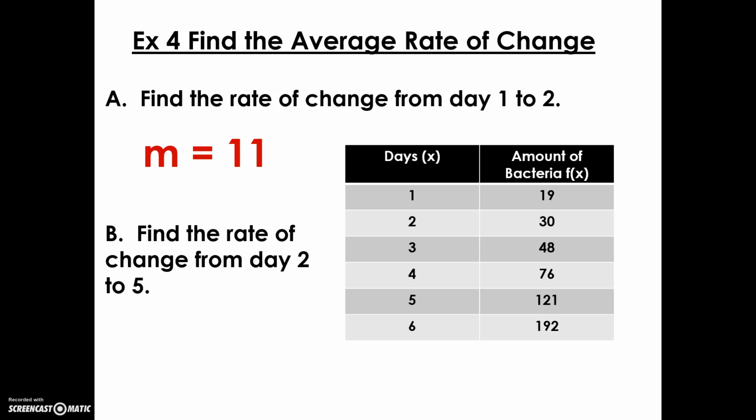Now, if we try to find the rate of change from day 2 to day 5, I want you to pause it and try to figure that out, and then unpause it and see if you got the right answer. Okay, you're back now. If you said that the answer would be 91 over 3, which would approximately give you 30.3, that would be the correct answer, or 30 and 3/10, I'm sorry.